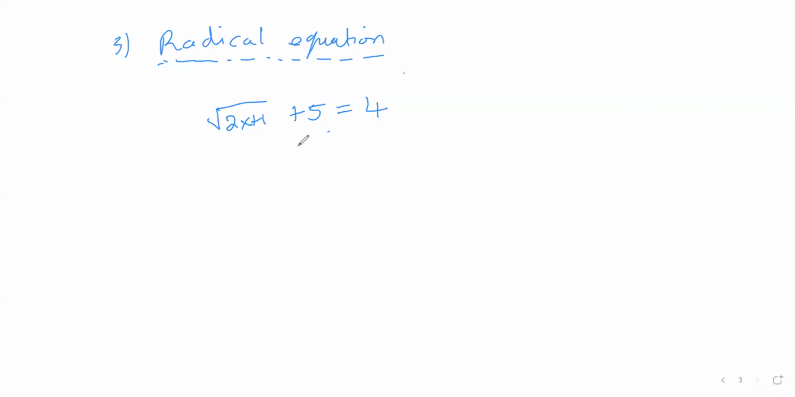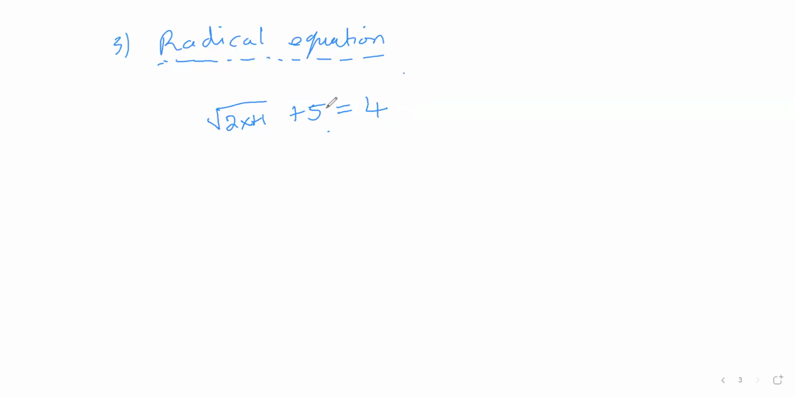Otherwise, the radical sign will never go away. Okay. So in this equation, coincidentally, we only have one radical. In some, you have two radicals. So you isolate them. Move one to one side, move one to the other side before you raise both sides to the power of the index.